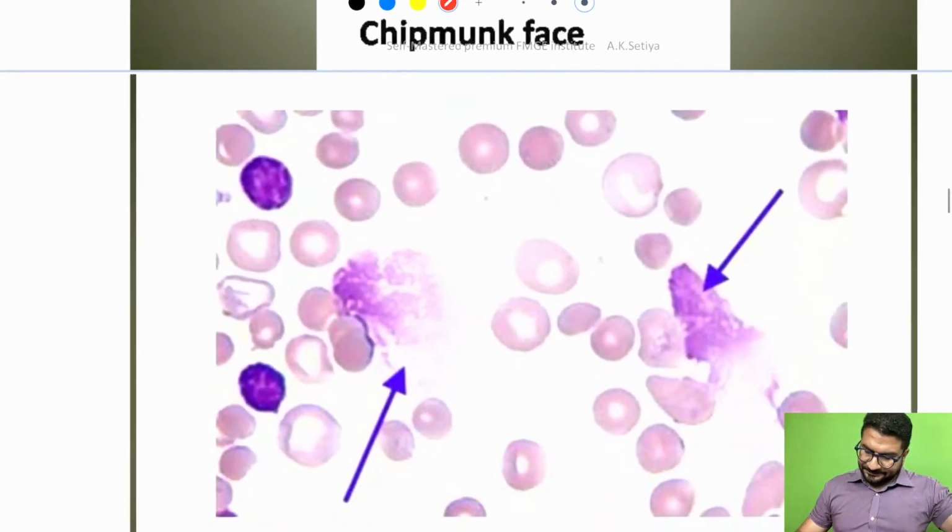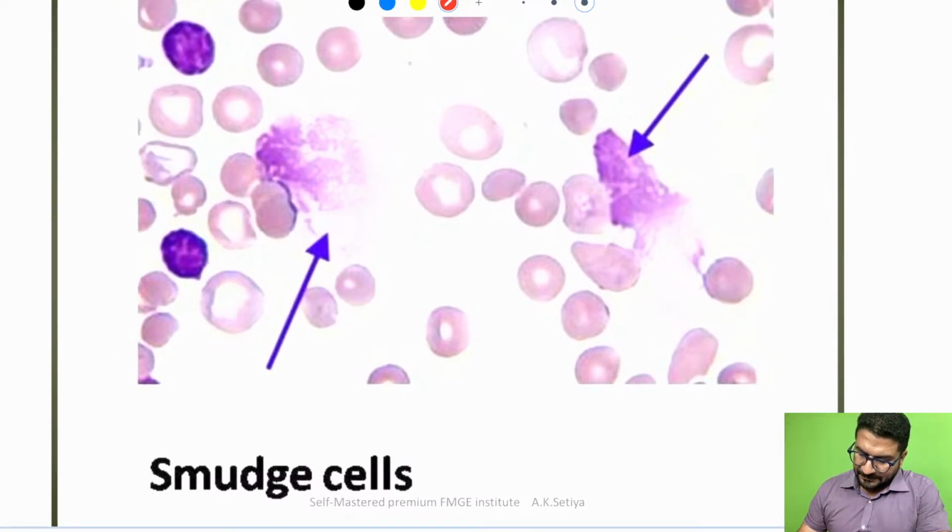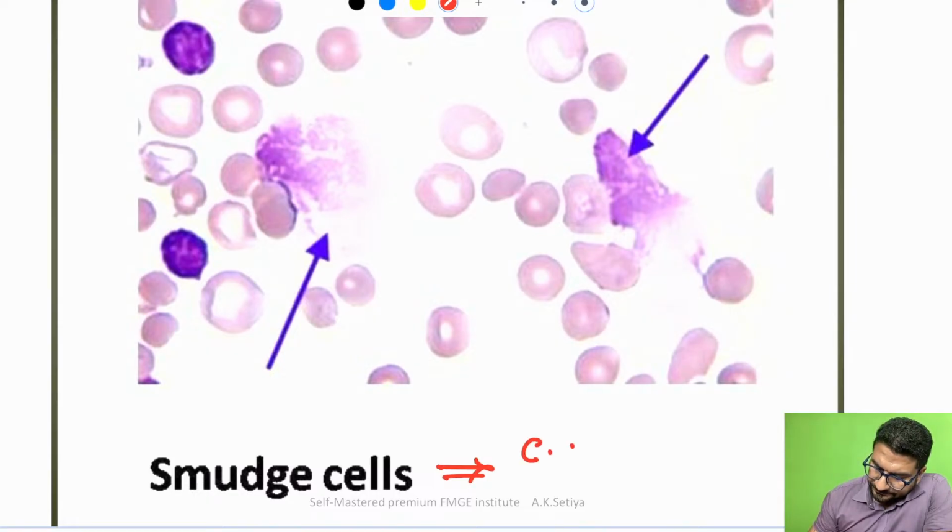Moving to next, this is smudge cells. You can notice the smudge cells. These are the classical feature of chronic lymphocytic leukemia, CLL.